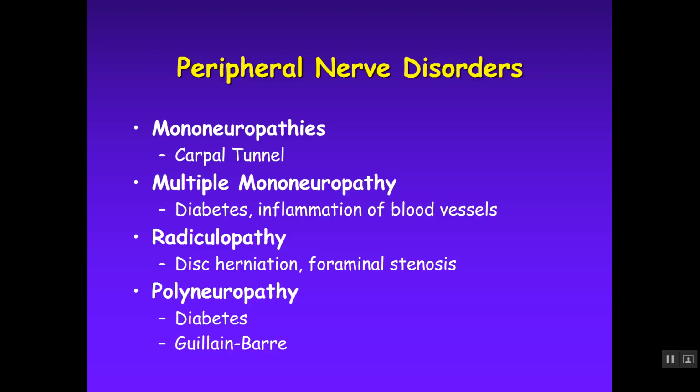And then polyneuropathies, and you could almost put in parentheses peripheral neuropathies there. Diabetes is a polyneuropathy, okay? It's affecting lots of different nerves, and in this case it's in a distal to proximal fashion. Guillain-Barré is a type of polyneuropathy affecting peripheral nerves, okay? Demyelination of peripheral nerves.